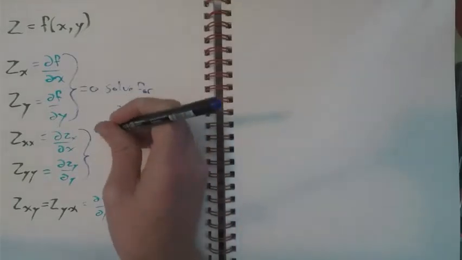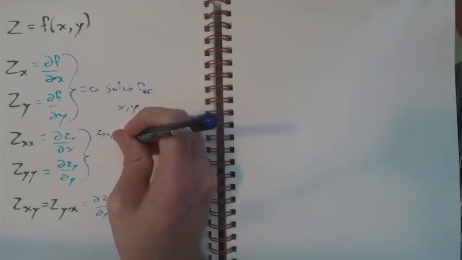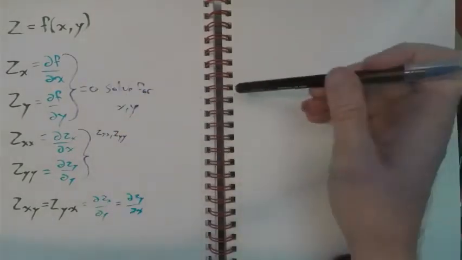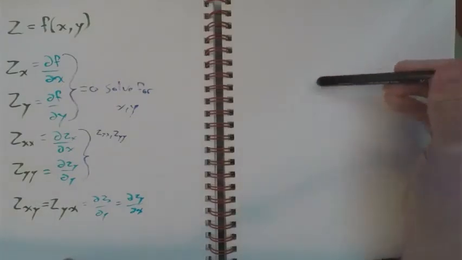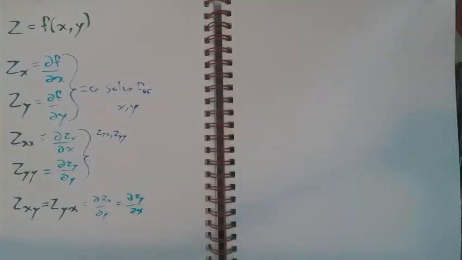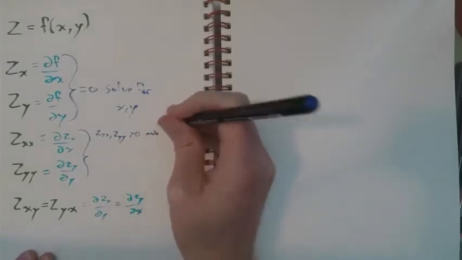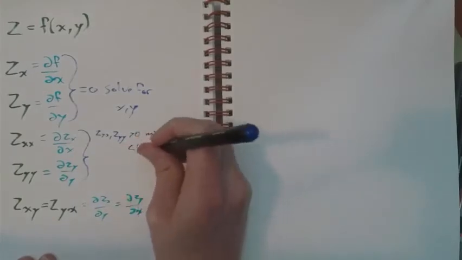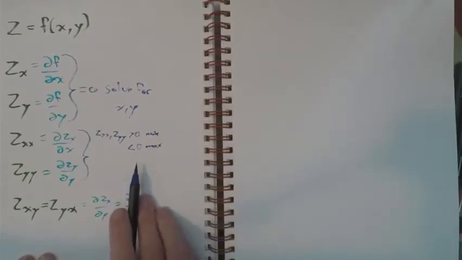But all we're going to do here is say, if zxx and zyy are the same sign, that's going to mean that x is doing something like this, y is also doing something like this, so that point at the bottom is going to be a minimum. So if these are greater than 0, our critical point looks like a local minimum. If they are less than 0, then it looks like we're looking at a local maximum.